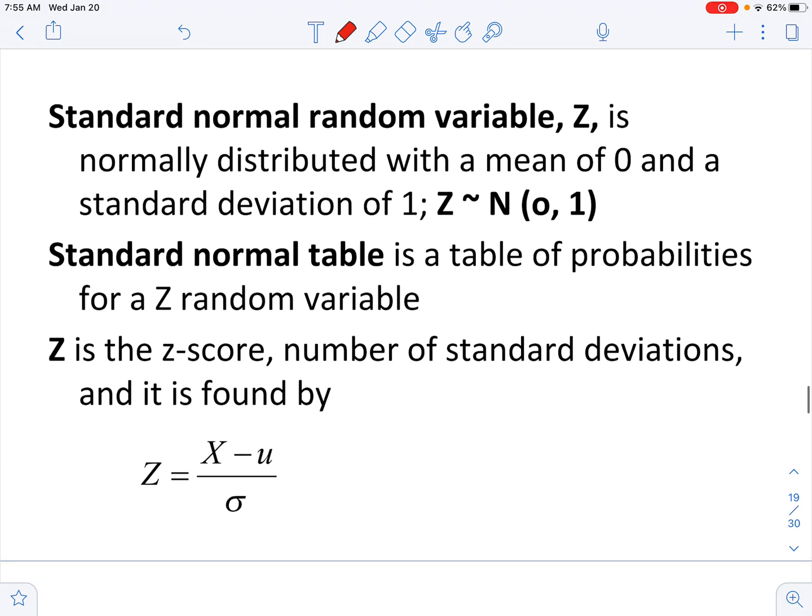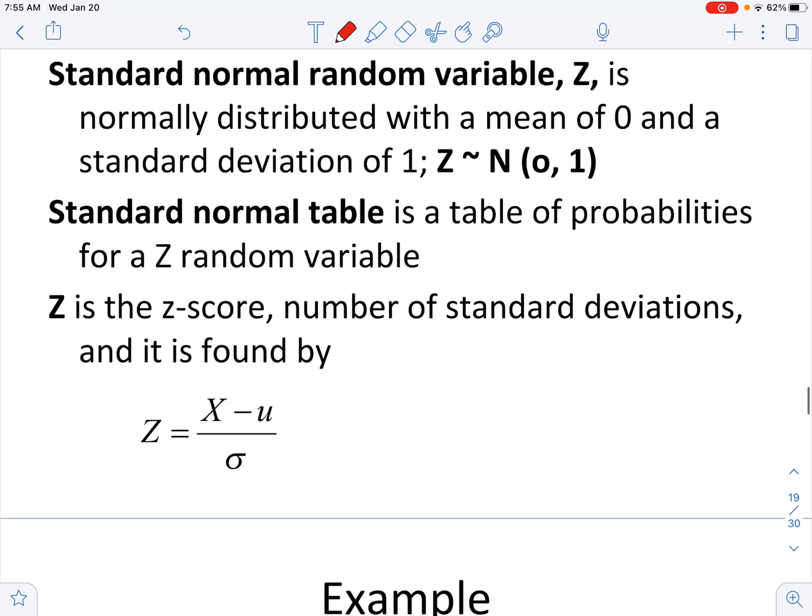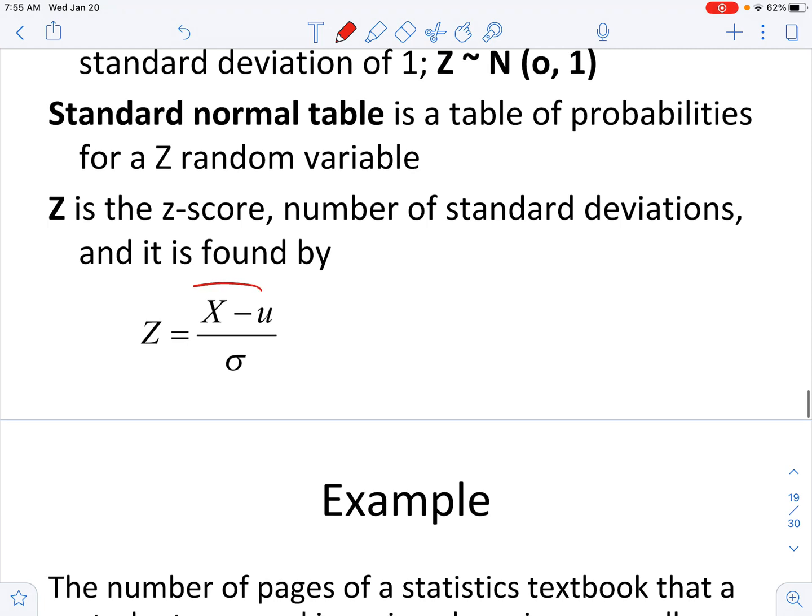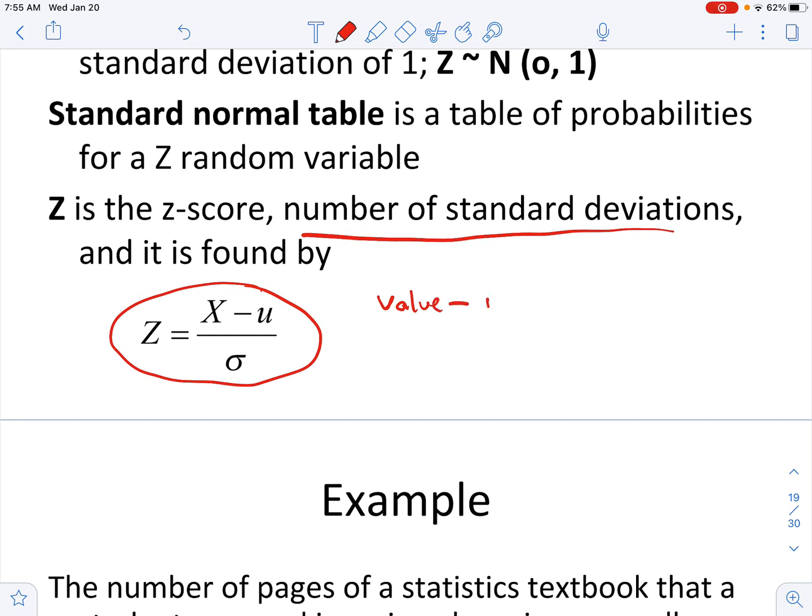What we're going to be doing is coming up with a probability. Using the bell curve, we're going to come up with a probability. To do that, we use this right here. We're going to find a z-score. The z-score is the number of standard deviations a value is from the mean, and we do it by taking the x value, whatever value they give you. So it's the value minus your mean divided by your standard deviation.